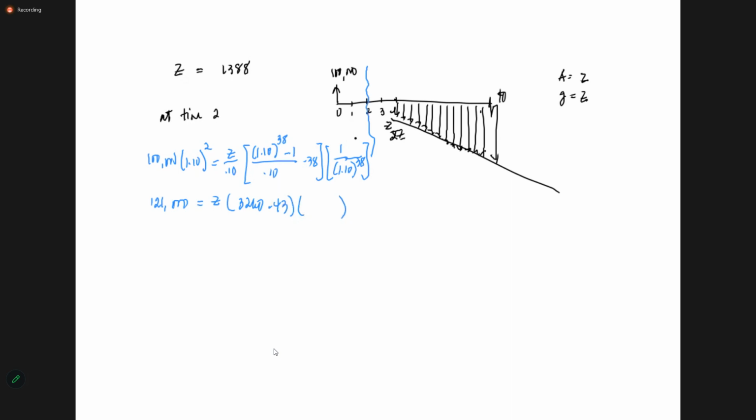Ma'am, what I got here is 1 over 1.10 raised to 38, which is 0.0267. Times 3260.43, that is 87.1671. Then 121,000 divided by 1388. So that's it, they are the same. That is why it is called the special gradient series: A is Z, and the gradient is also Z.